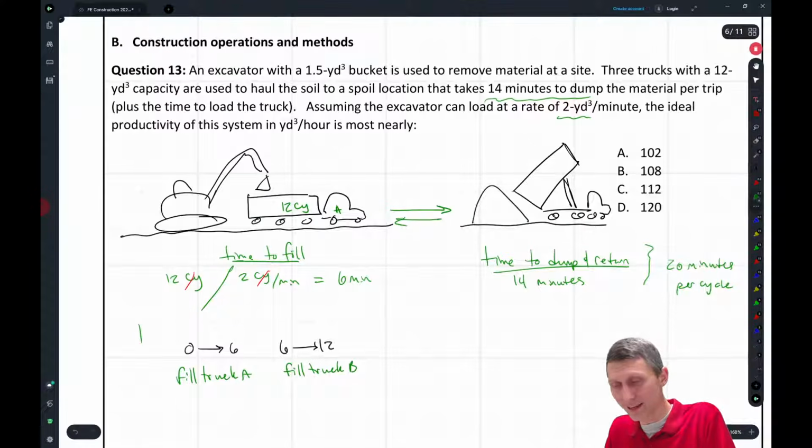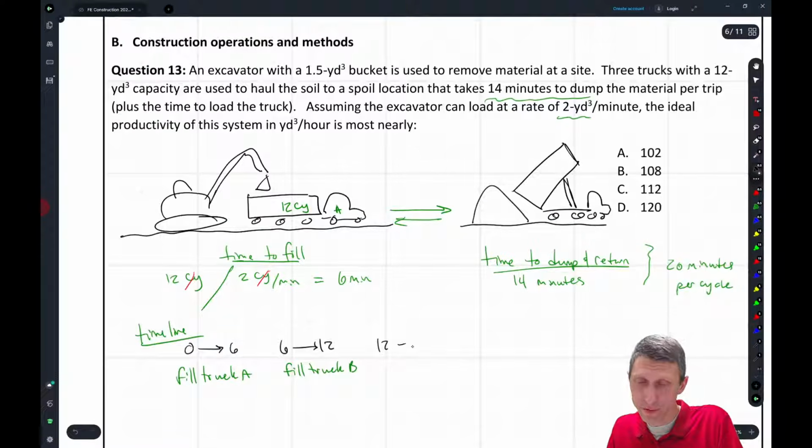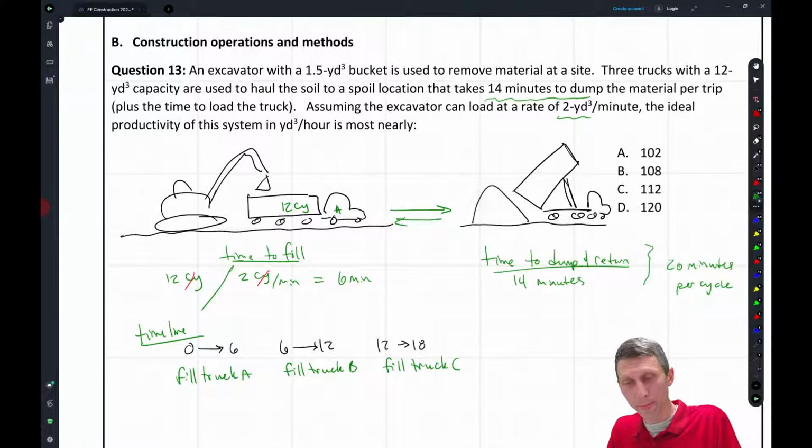And this is kind of like a timeline here. And then what are we going to do next? Well, from 12 to 18 minutes, what's going to happen? We're going to fill truck C. So this is what the excavator is doing.